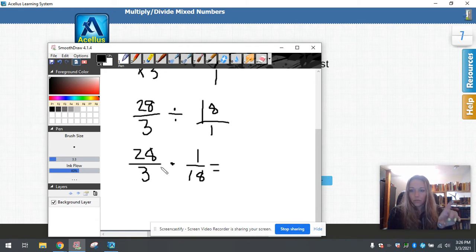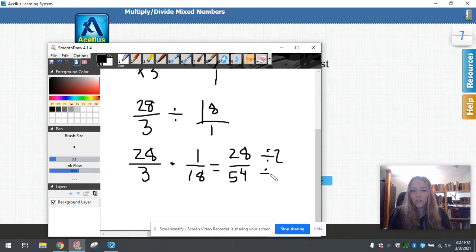I multiply straight across. I multiply the numerators. 28 times 1 is 28. I multiply the denominators. 3 times 18. 3 times 10 would be 30, plus 3 times 8 would be 24. 30 plus 24 is 54. Now I reduce. They're both even, so they're both divisible by 2. I'll go ahead and start there.